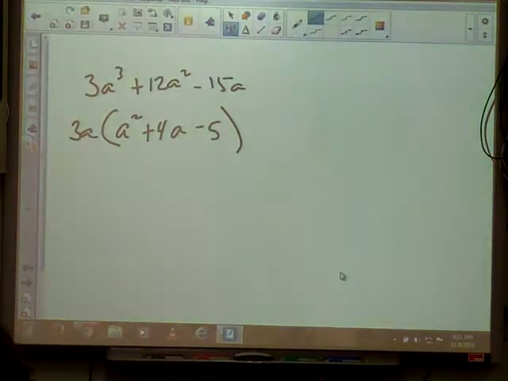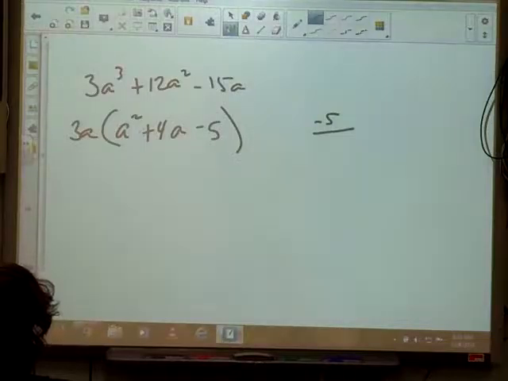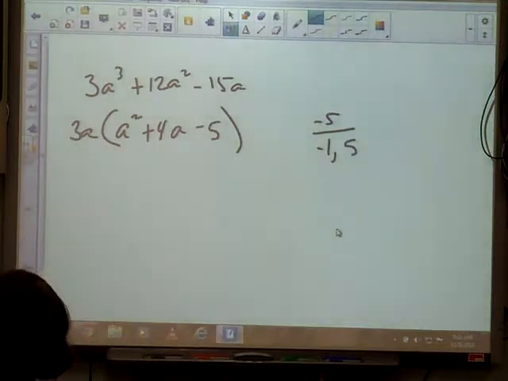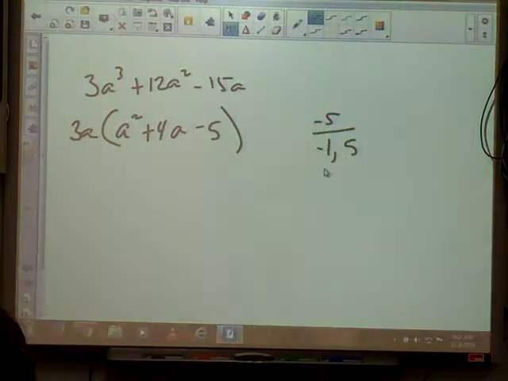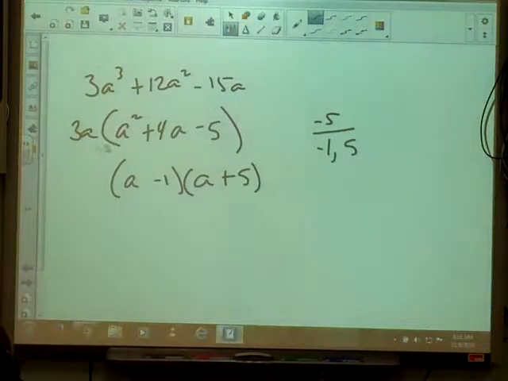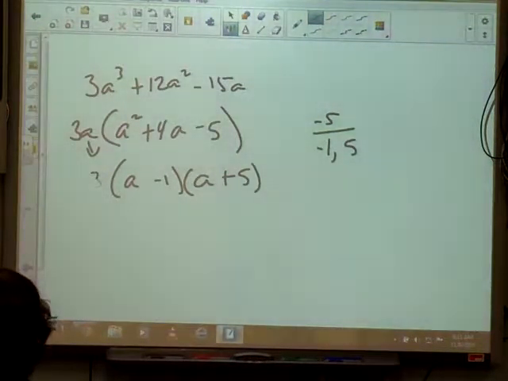Now sometimes you'll be lucky enough to be done there, but we have to look at that trinomial now and see if it can factor any farther. So on the trinomial, in the parentheses, if I do my a times c, that gets me negative 5. Are there any factors of negative 5 that add to 4? Good, negative 1 and 5, right? Negative 1 times 5 is negative 5, negative 1 plus 5 is 4. So this is going to be a minus 1 and a plus 5, and it doesn't matter what order you put them in. You can put the plus 5 one first if you wanted to. And then don't forget to bring your 3a down with you.